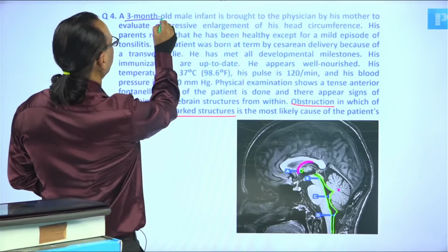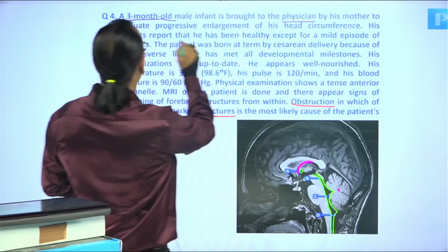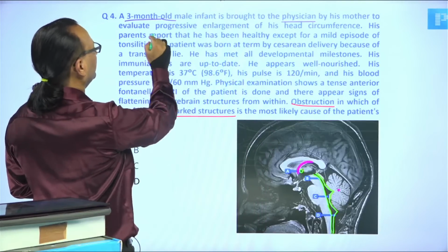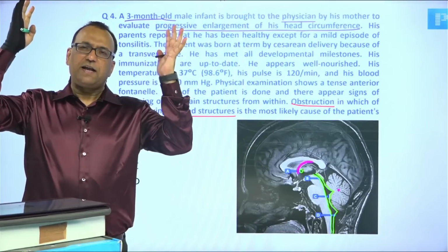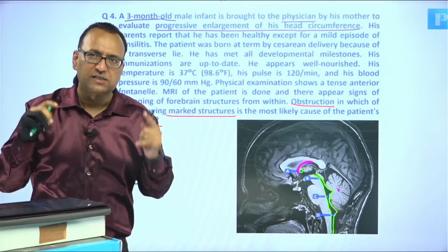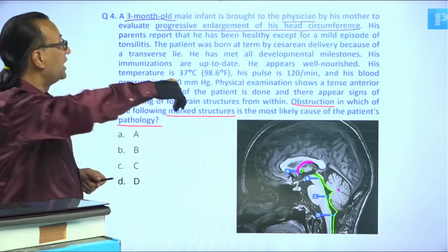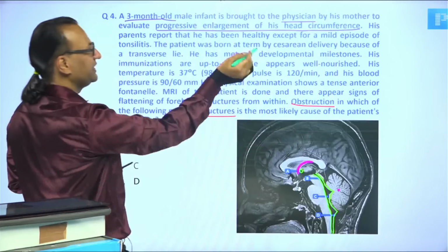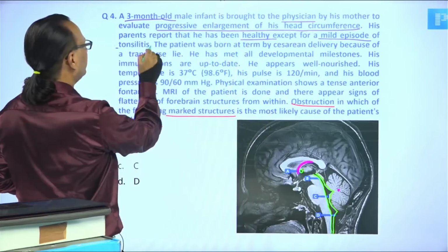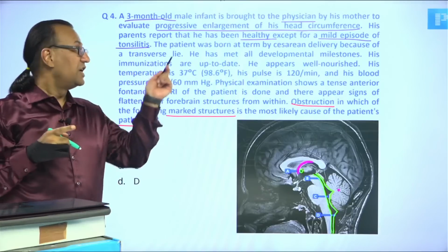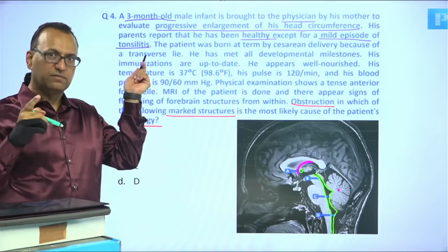So 3 months, it's basically an infant, brought to the physician by the mother, and mostly mothers will bring, not the father. Progressive enlargement of his head circumference. Immediately you should think of the commonest things first. Maybe hydrocephalus, maybe it is a DD, differential diagnosis. Now healthy except for a mild episode of tonsillitis. These are distractors. Sometimes they can be helpful, but these are distractors. They waste your time. Be careful.